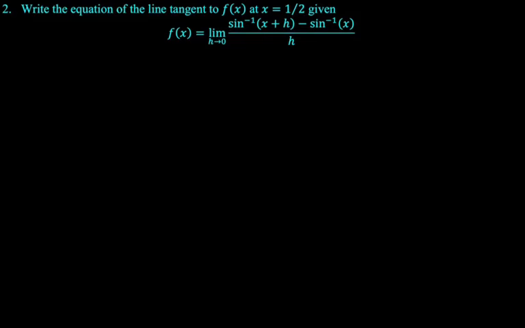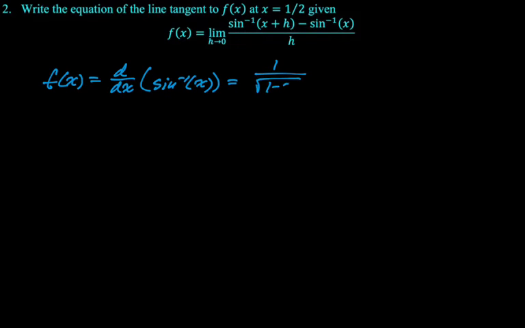All right, let's look at the next problem. Write the equation of the line tangent to f of x at x equals 1/2, given that f of x is the limit as h approaches 0 of arc sine of x plus h minus arc sine of x, all over h. Now this is weird. F of x is not arc sine. F of x is the derivative of arc sine, and we know the derivative of arc sine is 1 over the square root of 1 minus x squared. You should definitely memorize that.